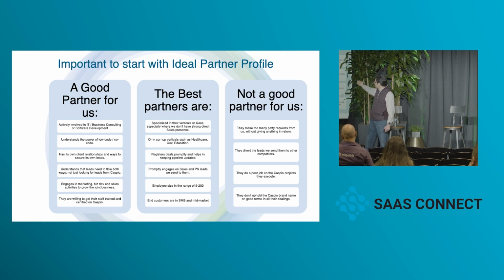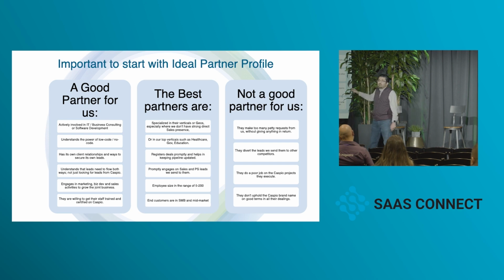So the second or the middle category here is, what are the best partners for us? What do they look like? So within that, we have someone who's specialized in the verticals that we are also catering to. For example, healthcare, education, government, et cetera. Those would be great partners for us to tie up with. Or it could be partners that are focused in geographies that we are interested in expanding into, or we don't have a strong direct sales presence in, for example, Japan, Australia, et cetera, right?